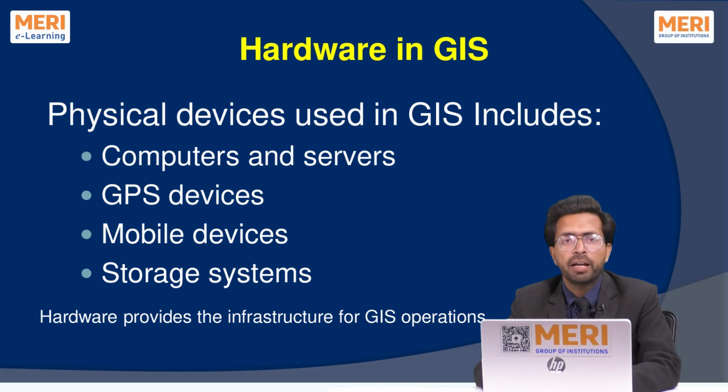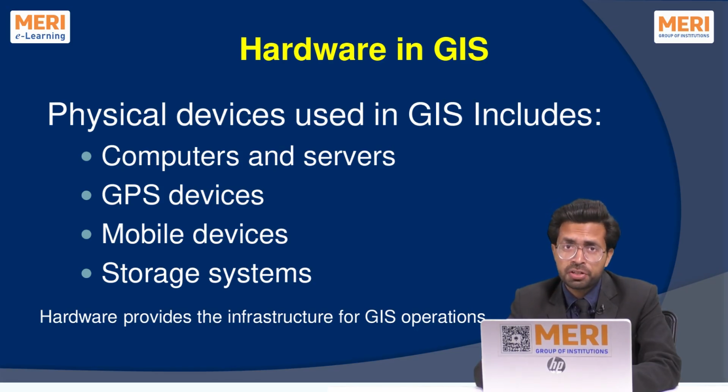For example, when analyzing satellite images or large geographic datasets, a normal computer may not be able to handle the processing efficiently. In such cases, advanced systems with powerful processors and high storage capacities are used. Another important hardware component is the Global Positioning System, mainly known as GPS. GPS devices are used to collect accurate location data from the field. Engineers and surveyors use GPS to record the coordinates of roads, buildings, and other features.